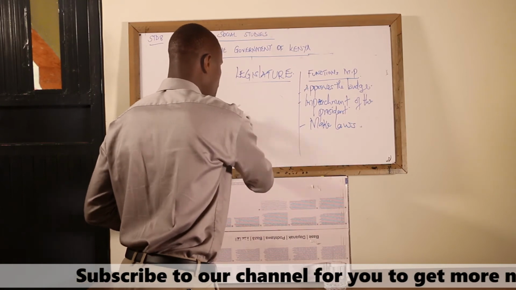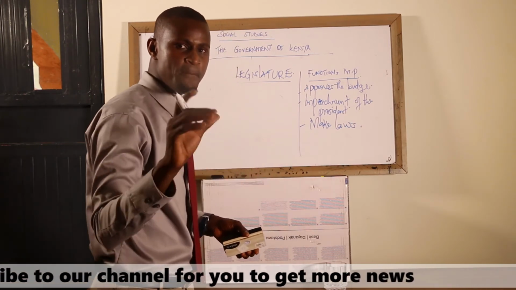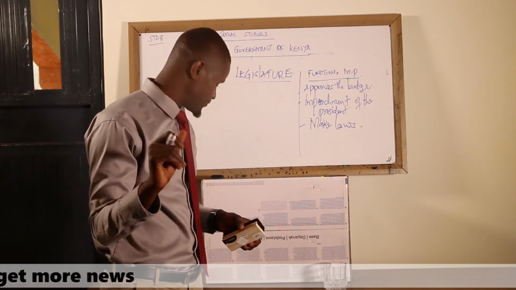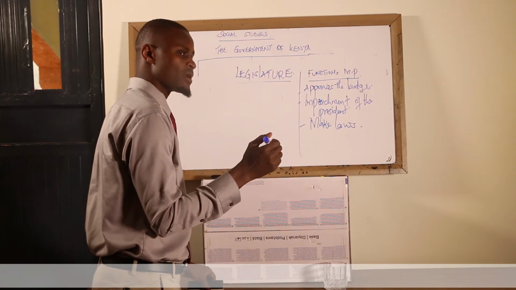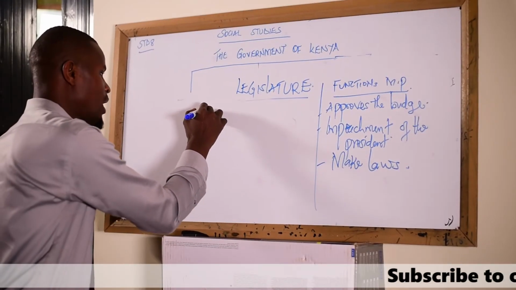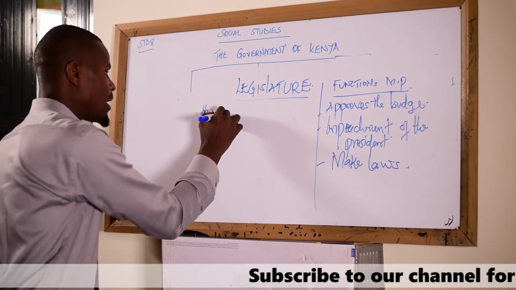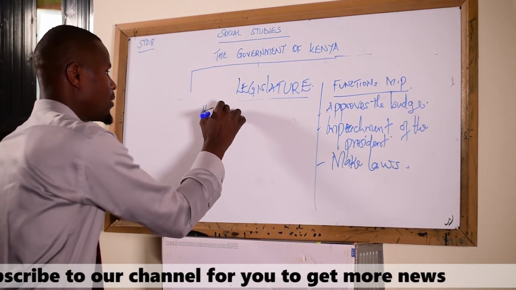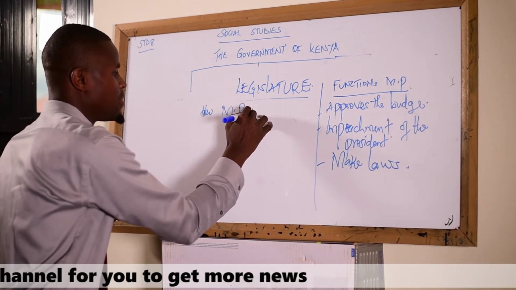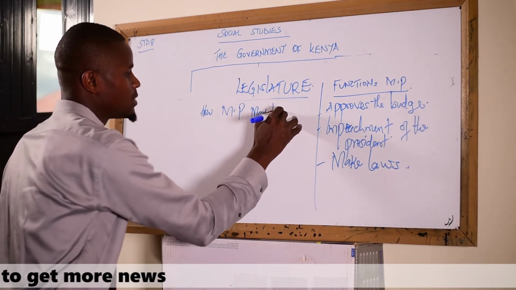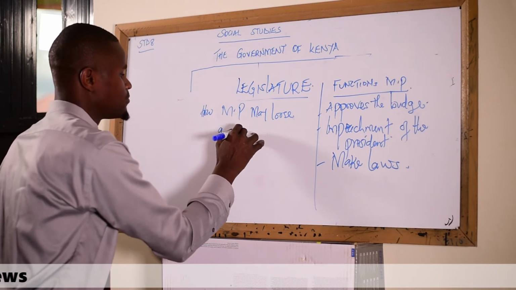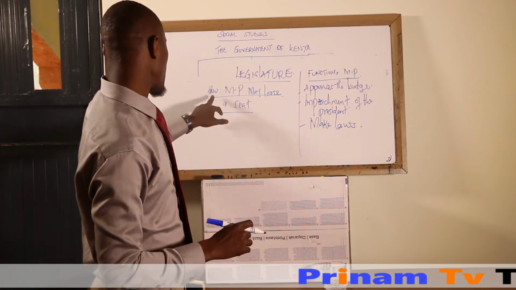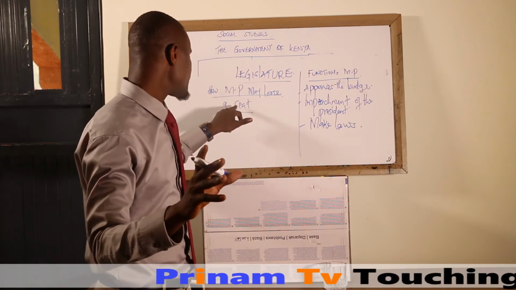But let's look at how a member of parliament happens to lose his seat. How does it take place? Let's look at this. How may a member of parliament lose a seat? Now let's look at this. How does a member of parliament lose his seat?